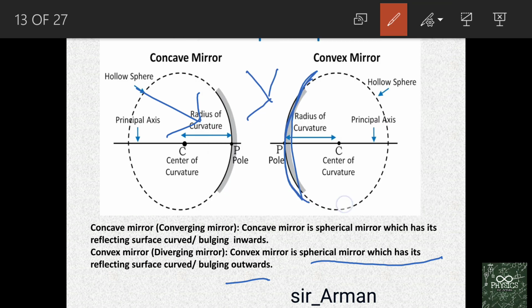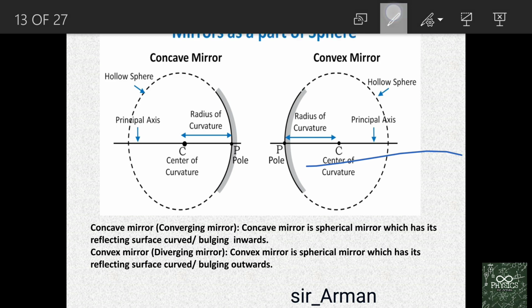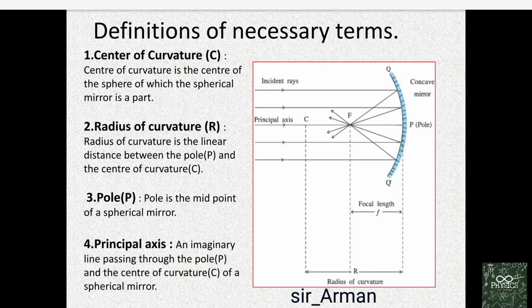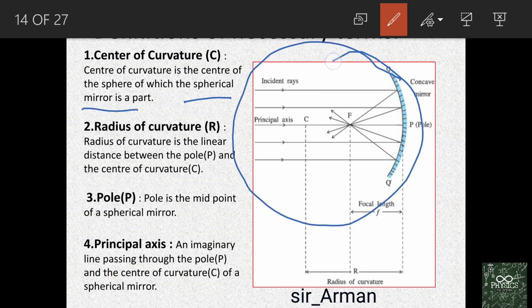Now our mirrors are made from an imaginary sphere and the sphere has its center. The center of the imaginary sphere is called the center of curvature. Here the center lies on this side, but in the case of a convex mirror the center lies on the other side. So we will see the other terminologies related to the mirrors. What is the center of curvature? It is the center of the sphere of which the spherical mirror is a part. So our spherical mirror is a part of some sphere, and its center is called its center of curvature.